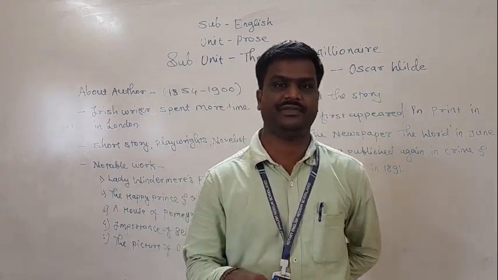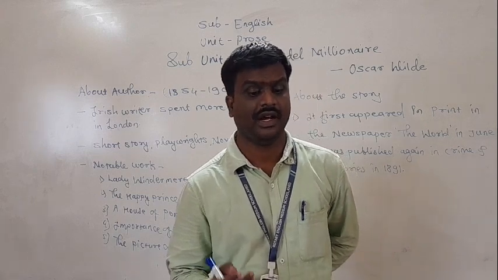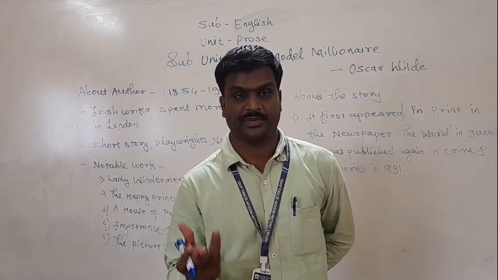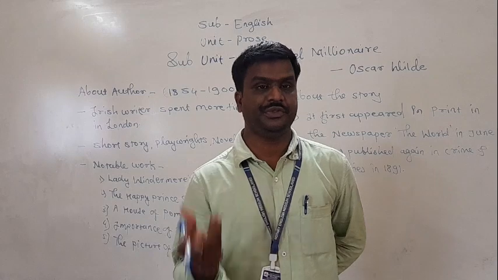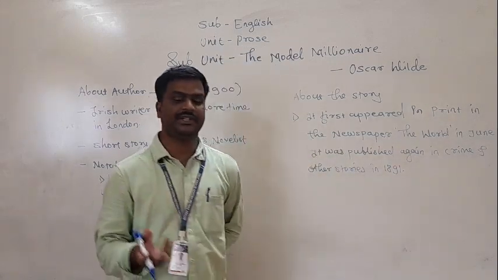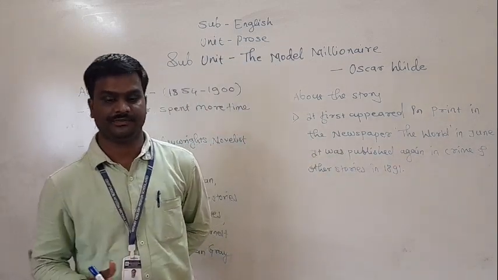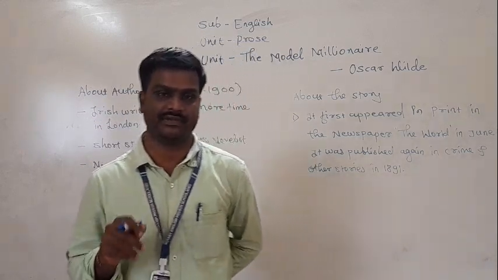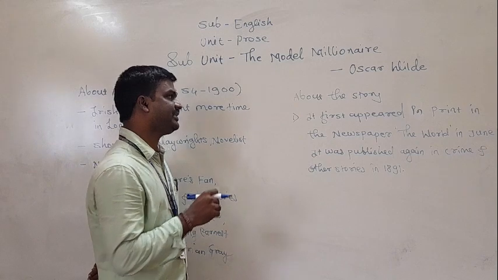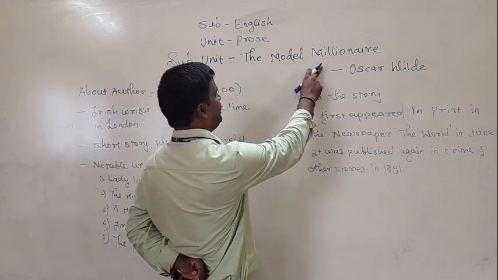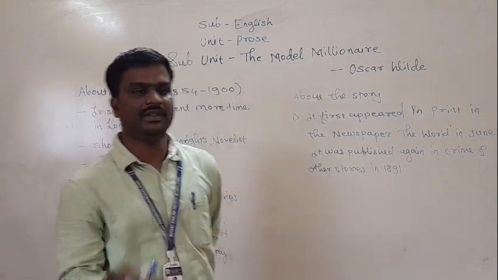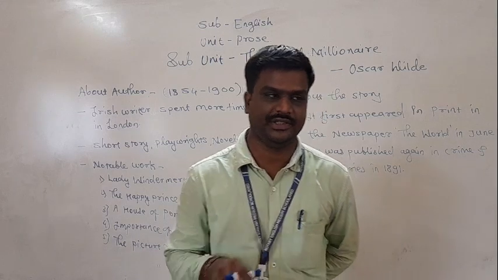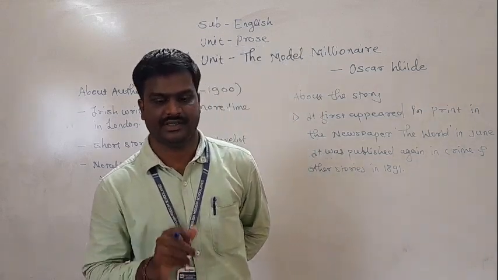Friends, in this session, we are going to start a new chapter, a new unit, and the name of that unit is Art and Sculpture. The first chapter that we are going to discuss today is The Model Millionaire. Friends, The Model Millionaire is a short story written by Oscar Wilde.